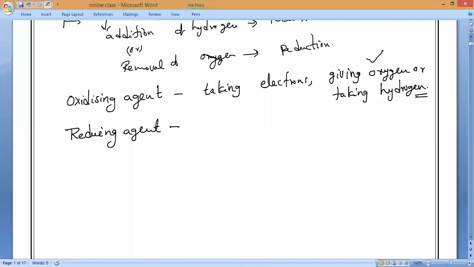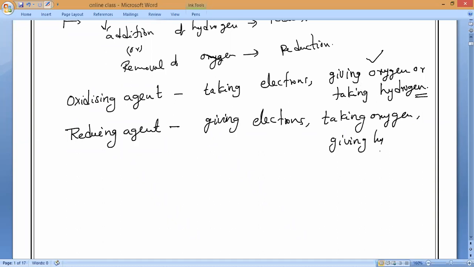Now, what do you mean by reducing agent? Reducing agent means giving electrons. Please remember this, it will be helpful for today's class. Giving electrons, taking oxygen, and giving hydrogen. This is what we call a reducing agent.